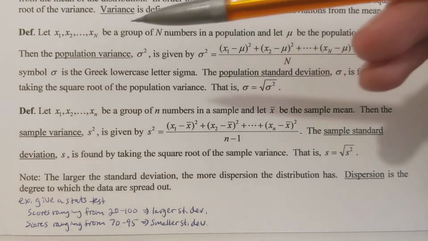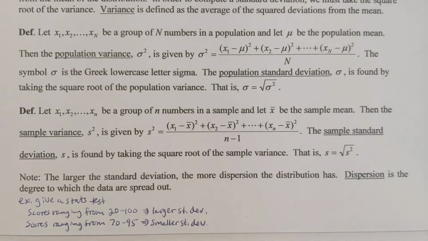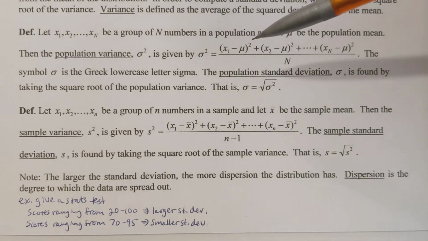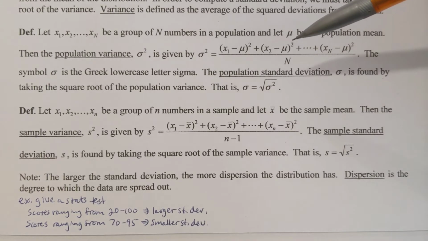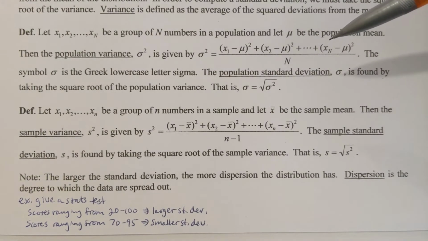The population variance, which we're going to call sigma squared, this is in your book, is given by sigma squared equals x sub 1 minus mu, the quantity squared, plus x sub 2 minus mu, the quantity squared, plus x sub 3 minus mu, the quantity squared, plus all the way up to x sub n minus mu, the quantity squared. And you're going to divide that all by n. So once you get the mean, you're going to subtract the mean from each value, and then square each value, add them up, and then divide by the total.